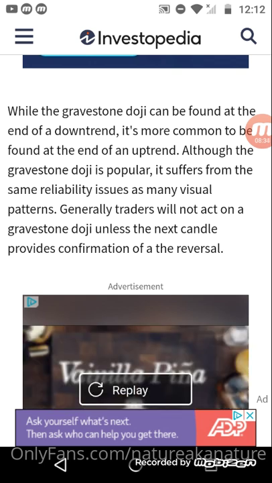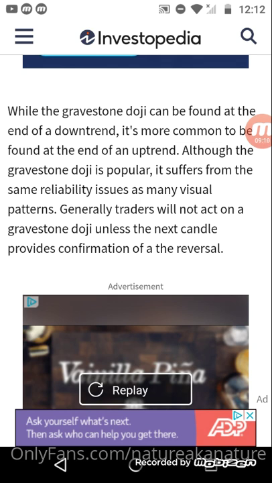Although the Gravestone Doji is very popular, it suffers from the same reliability issues as many candlestick patterns. We need some type of confirmation to even get in that trade. So generally, traders will not act on a Gravestone Doji unless the next candle provides confirmation of a reversal. So you see a Gravestone Doji form at the uptrend. You need some type of confirmation of a reversal. You need more information. You need more candlestick patterns to form.